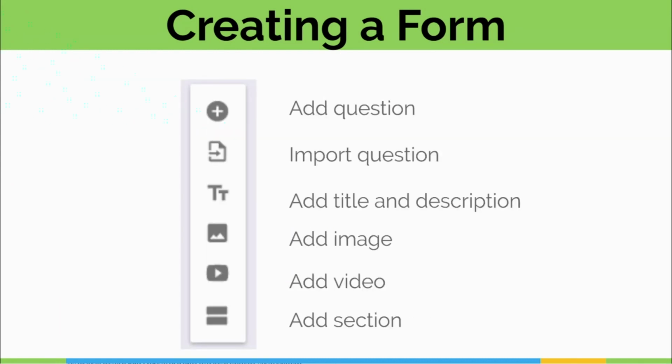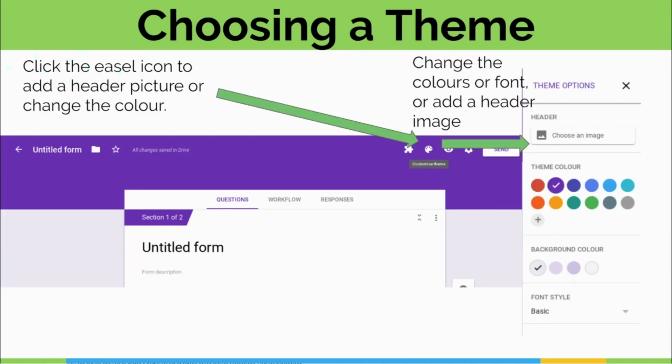Taking a closer look at the menu, here is a legend which shows what can be done. Add a question, import a question, add a title and description, add an image or video, and separate the questions into different sections. Add a picture in the header, or to change the color, click the easel. You'll be able to now change the colors or font, or add a header image. Note that the header image needs to be between 800 by 200 and 5000 by 5000 pixels, and it can be a GIF file.